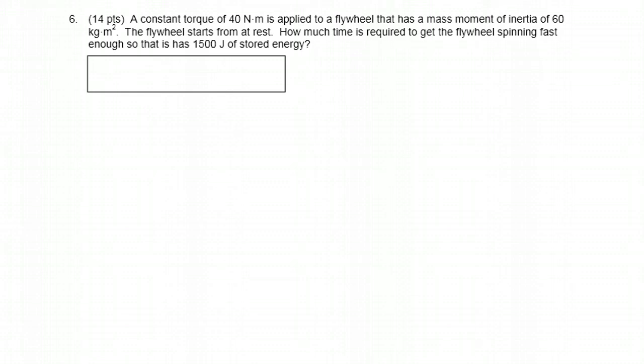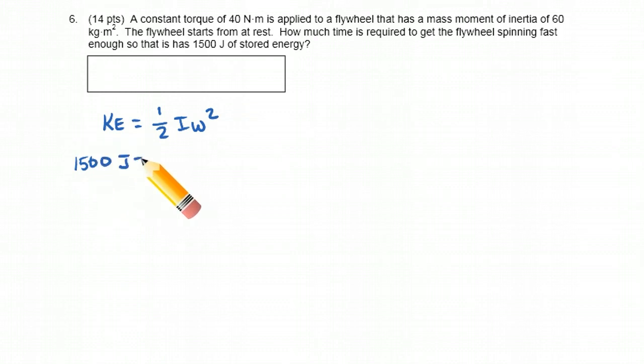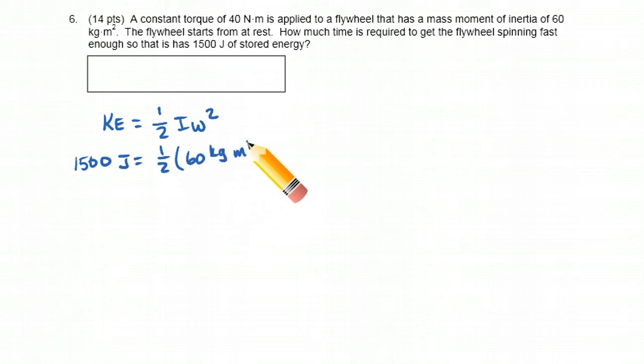So in reading through this, there are several parts to it. The first part would be to determine how fast it needs to be going to contain 1500 joules of energy. So we want to find some sort of omega. We know that the kinetic energy of a rotating flywheel is 1/2 I omega squared. So the question is, for 1500 joules of energy, what's omega? We're given I of 60 kilogram meters squared, and we want to find omega.